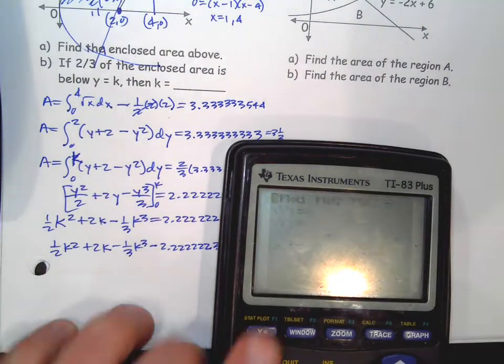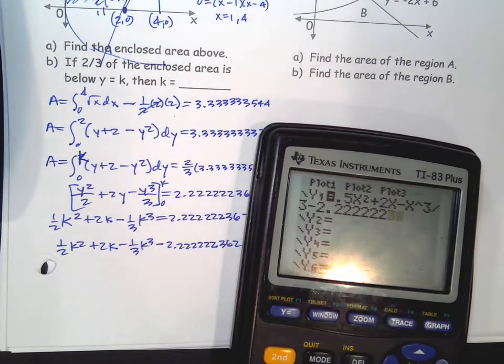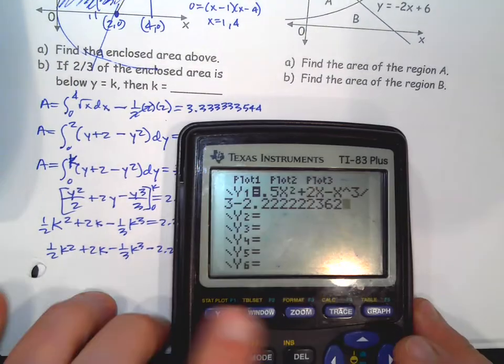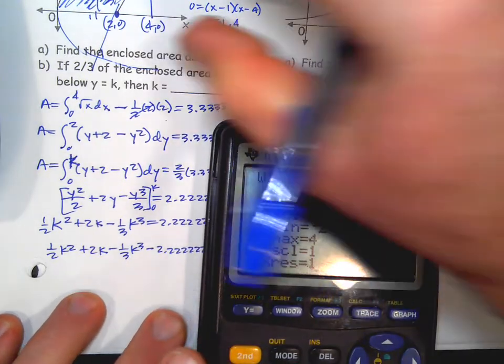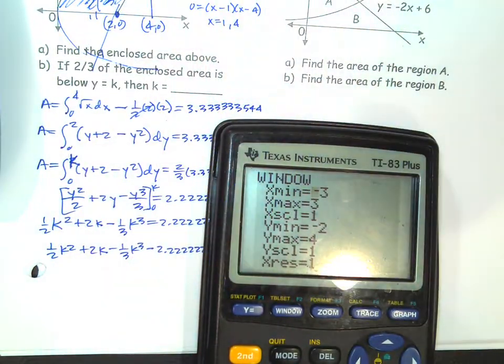So I'm going to go here. I'm going to graph it, 0.5. I'm going to put x's in for the k's, x squared plus 2x minus x to the third divided by 3 minus 2.222222362. I'm going to go to the window, and I expect the answer to be between 0 and 2. It's a y value. It's got to be 0 to 2.